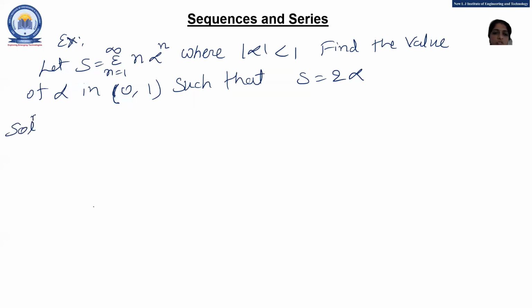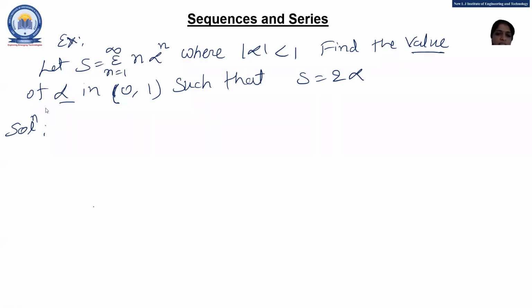Now the solution. See, let's start with the alpha. Here, what is our S? S is the summation, that is the series, but in summation form, and that series is n alpha raised to n, where n runs from 1 to infinity. And this alpha, mod alpha, is less than 1. Now we want to find the value of alpha which lies between 0 and 1, and the condition is S is equal to 2 alpha.